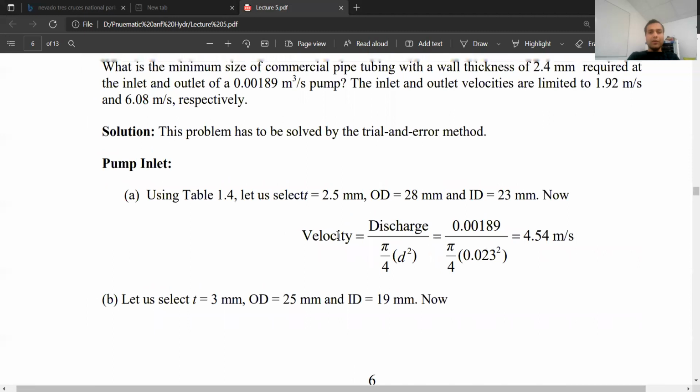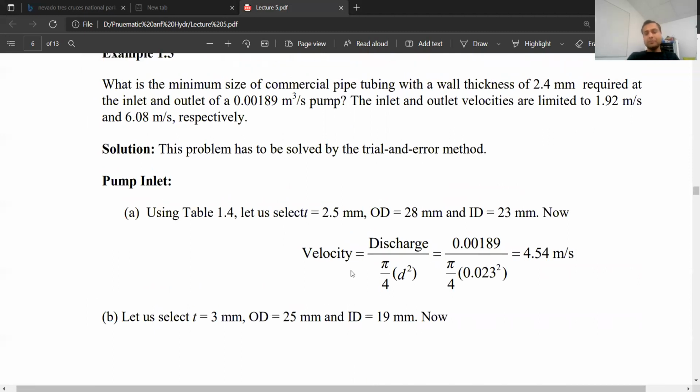Now you need to find out the velocity. Use the velocity equation. You only know discharge equals velocity times the area, or velocity is discharge over the area. Discharge is given here, 0.00189 divided by the area. Area is pi over 4 d square, or you can do pi r square. The diameter here is given, which we have actually chosen from there. Inner diameter 23. We just put the inner diameter and we just work it out.